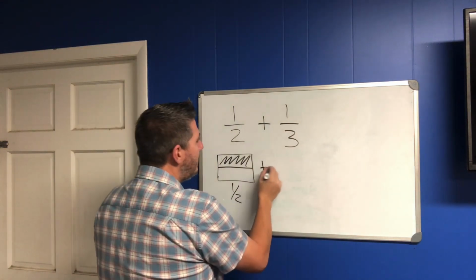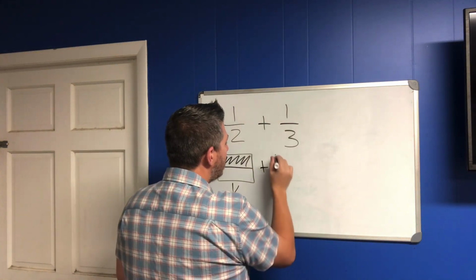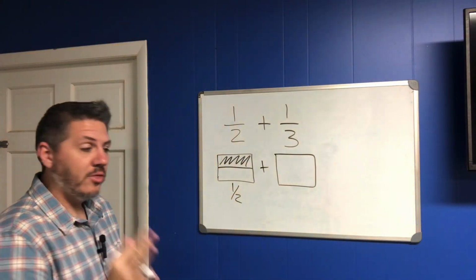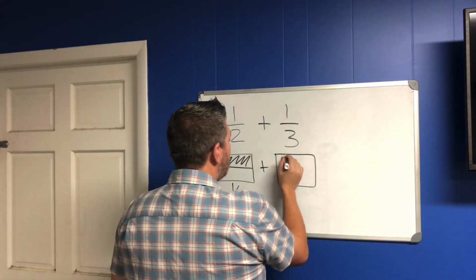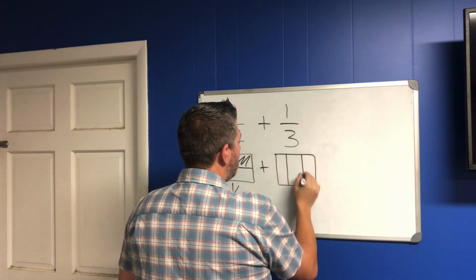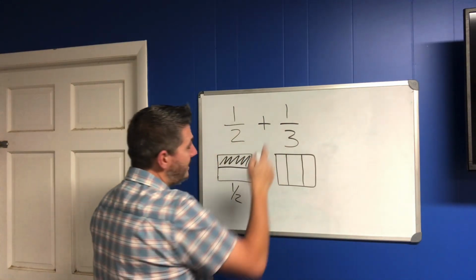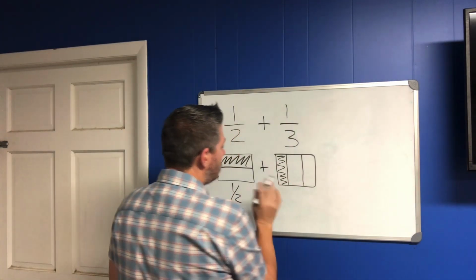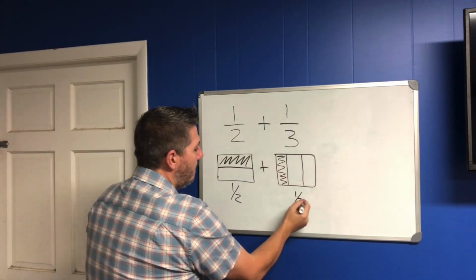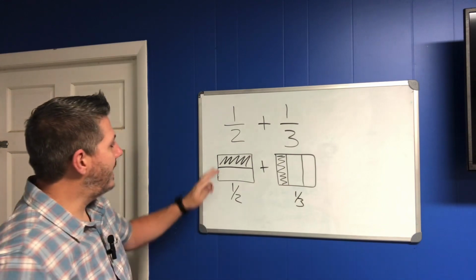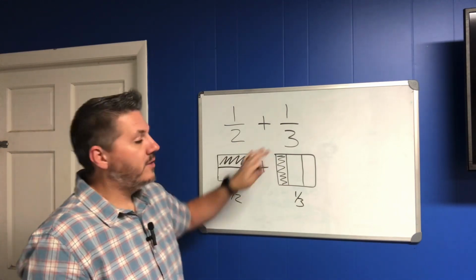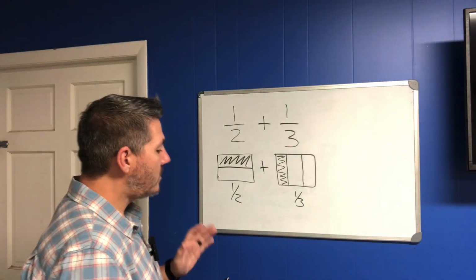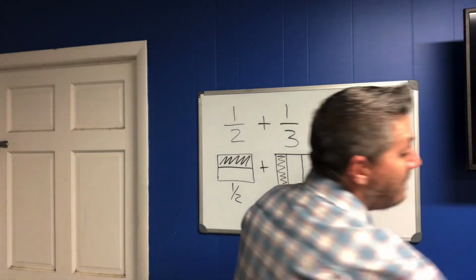And then we're going to do the same thing with 1/3. I'm going to draw my little rectangle. And this time I'm going to split it into 3 sections. 1, 2, and 3. And I need to shade 1/3. So that's 1/3. Now, as I've already said, we cannot add these together when their bottom numbers or denominators are different. So here's how we're going to make them the same.